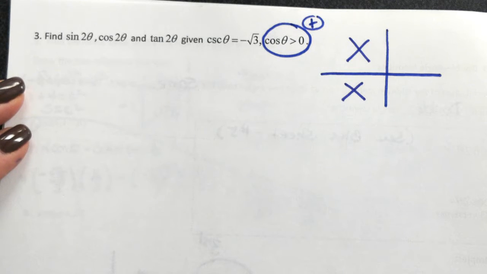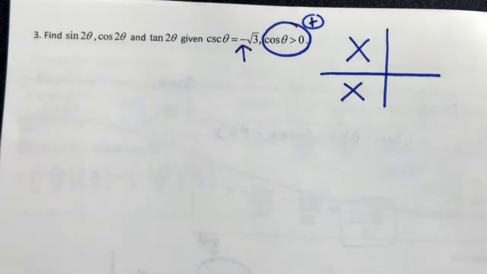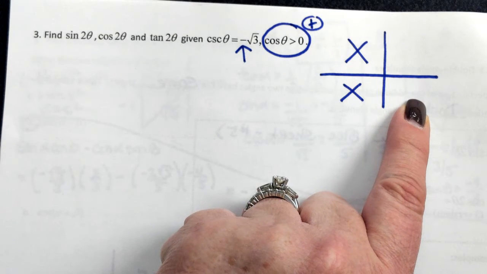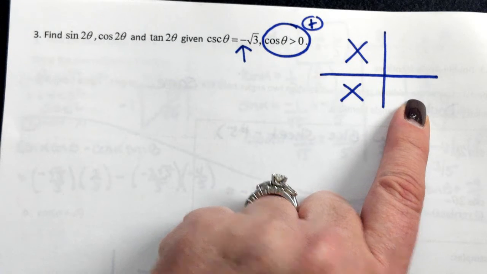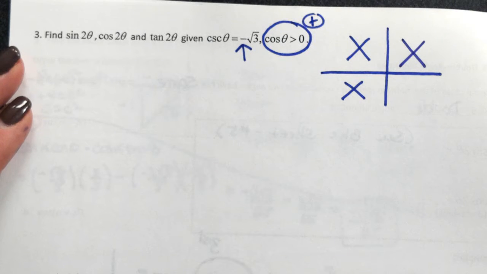So I can eliminate those two. This is now where you've got to look at the sign of the ratio that they are giving you. They're telling you cosecant, which is the reciprocal of which function? Sine. So they're telling you that sine and cosecant are negative. Out of quadrants 1 and 4, where are cosecant and sine negative? 4. So again, I've got to be in quadrant 4. Any questions on why I am located in quadrant 4?